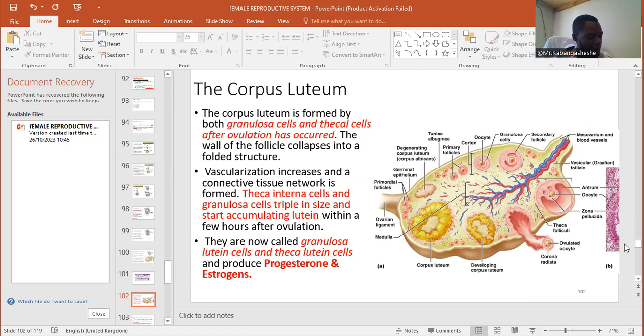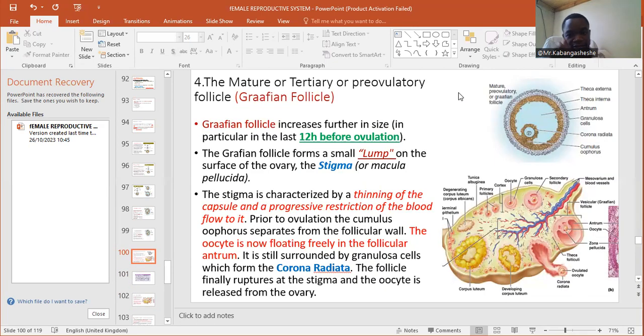What happens after ovulation? Where do these cells go to? The remaining granulosa cells and the theca cells. Remember, the theca has two layers, theca externa and theca interna. And we're saying the theca interna is a transient endocrine organ because it is now producing estrogen and progesterone. Okay, so that is the theca interna which is producing those hormones.